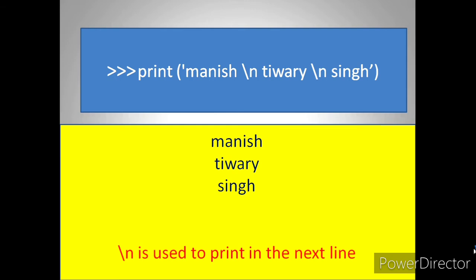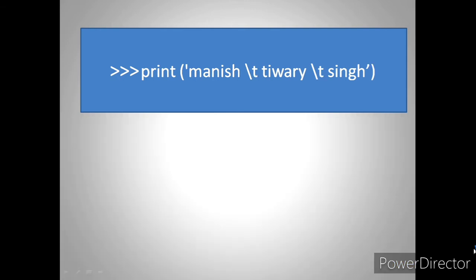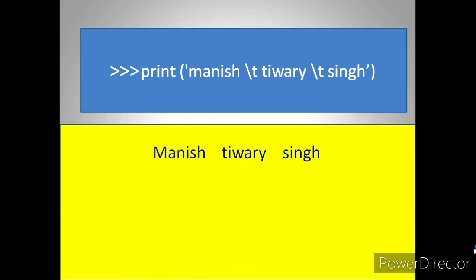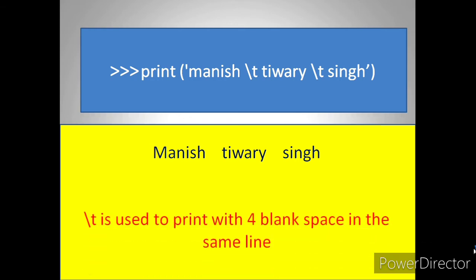Okay, next is, if I say print Manish, then \t, then Singh. Sir, there will be a horizontal gap between them. Yes, you are saying correct: Manish, 4 spaces, Tiwari, 4 spaces, and Singh, 4 spaces between the strings. Very good. So we are coming to know that \t is used to print with 4 blank spaces in the same line.